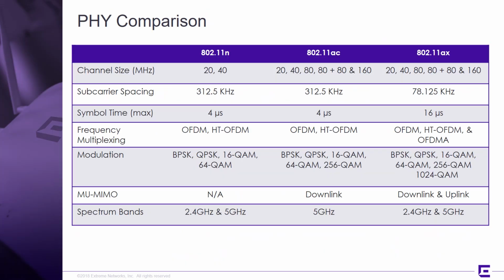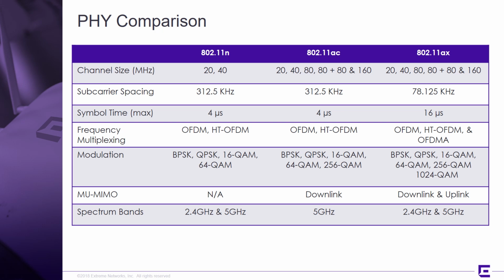This slide gives us a comparison of the different physical layers starting with 11N. We'll work our way from top to bottom. The channel size with 11N was either 20 or 40 megahertz wide, whereas 11AC would give us 80, 80 plus 80, and 160 as additional channel widths. 11AX is unchanged from 11AC on channel width support.